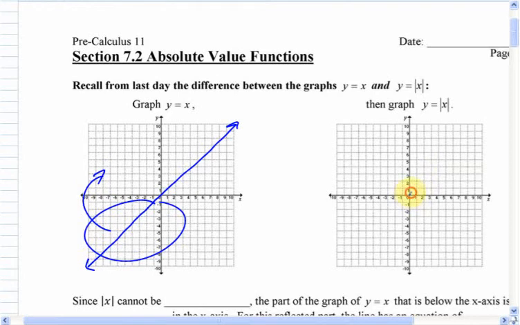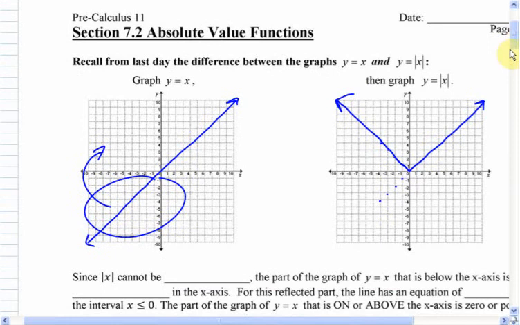So notice the part to the right of the 0 stayed the same, but the part to the left of 0 now, instead of being down here, we reflected it to be up here because we're taking the absolute value. So anything that's negative becomes positive. Okay? So I hope those are the two graphs that you remember from last day.